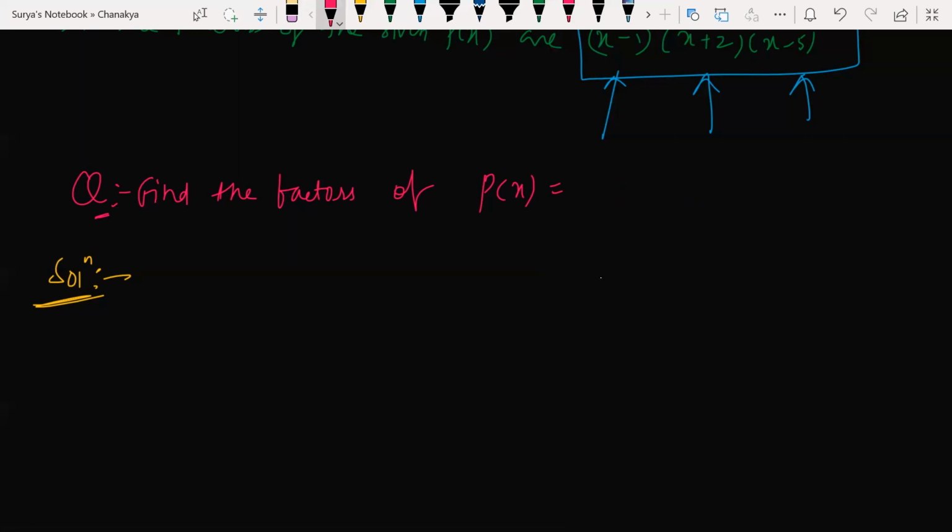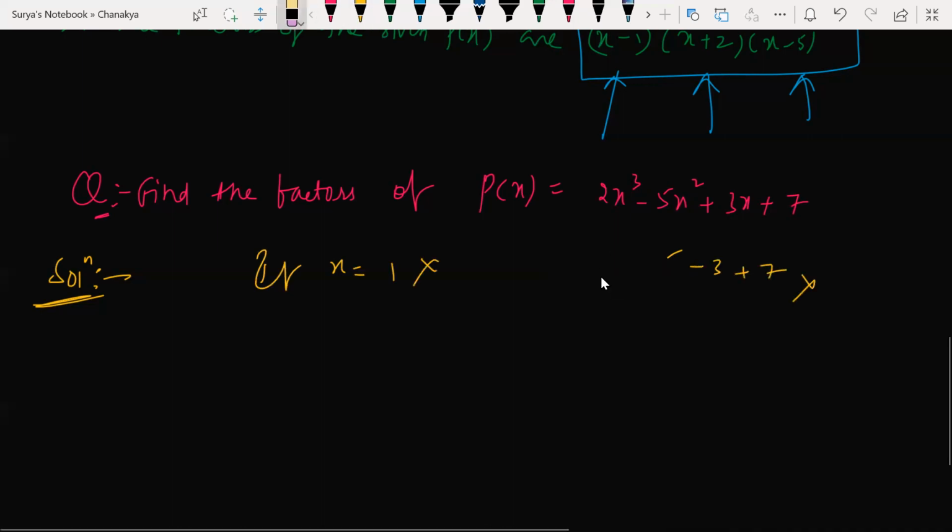Now, look at this. Everyone write this: 2x cube minus 5x square plus 3x plus 7. Okay, now let's do this. Let's substitute x is equal to 1. Is it possible or not? 2 minus 5 plus 3 plus 7. How much? Not possible. x is equal to 1 is not possible. It is not giving me 0.